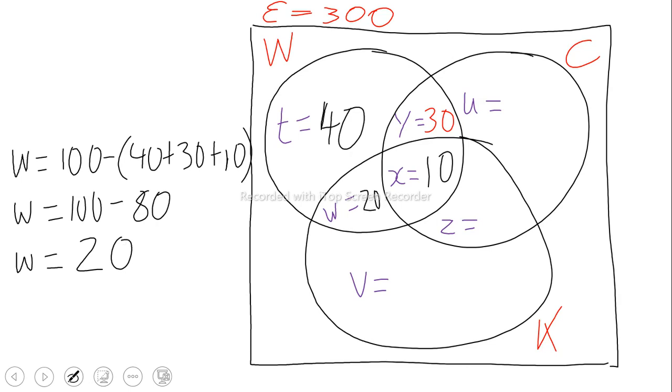The next thing that we want to do. Right, 20 there. All right, that's good. It's all coming together bit by bit. All right. Okay, what else do we know?